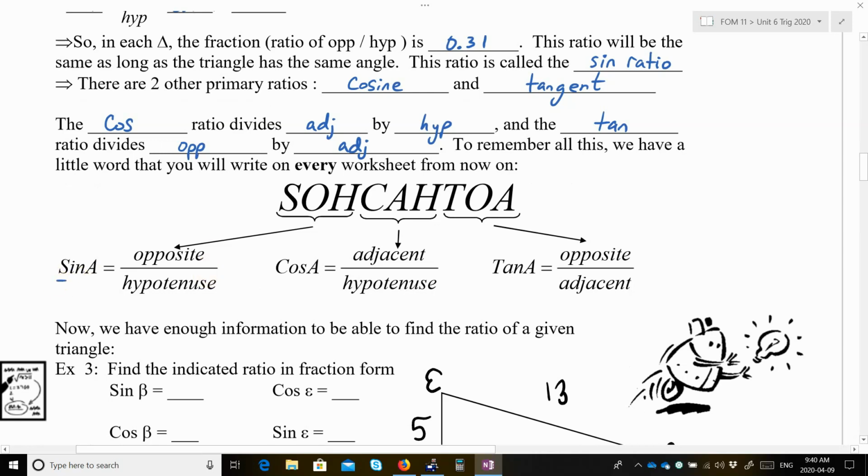So see how S stands for sine, and then OH, opposite hypotenuse. CAH is cos, is adjacent over hypotenuse, and TOA means that tan is the opposite side divided by the adjacent. And these are the primary trig ratios. And they only work in 90-degree triangles.